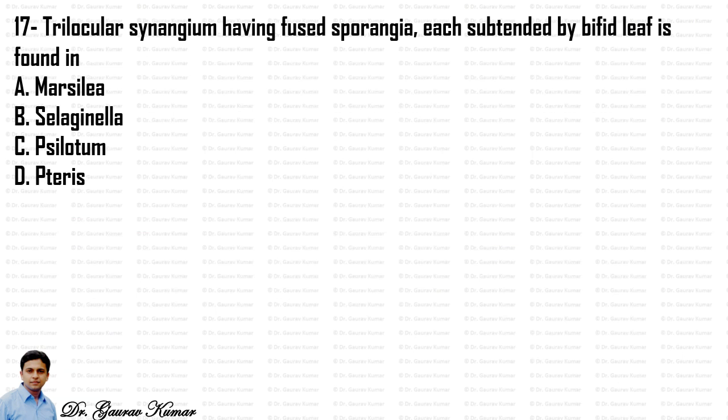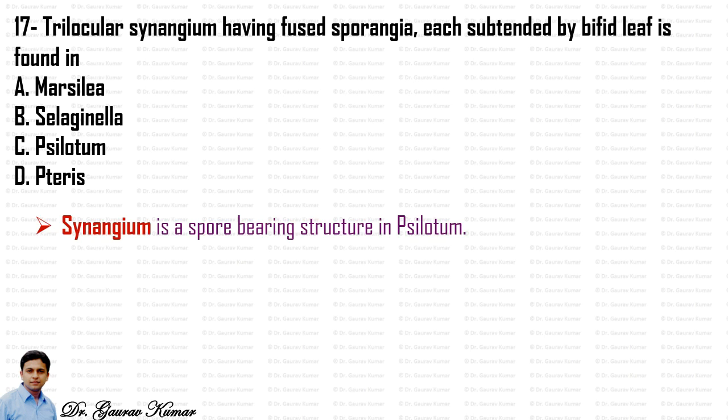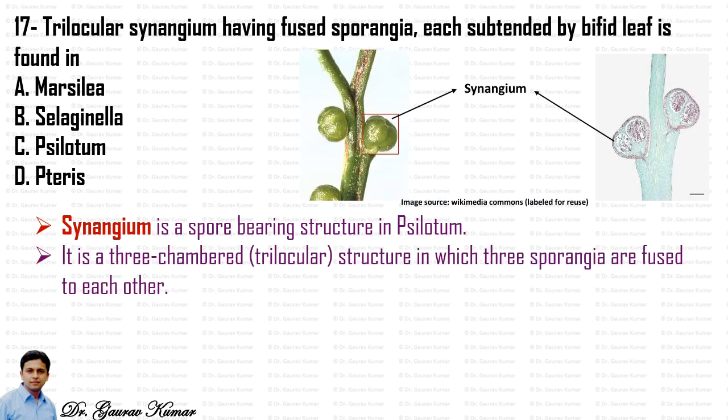Now the next question is, trilocular synangium having fused sporangia, each subtended by a bifid leaf, is found in Marsilea, Selaginella, Psilotum or Pteris. So let's see about synangium. Synangium is a spore bearing structure in Psilotum. You can see in the figure, it is a 3-chambered trilocular structure in which 3 sporangia are fused to each other. So our answer to this question will be C, that is, the trilocular synangium having fused sporangia, each subtended by a bifid leaf, is found in Psilotum.